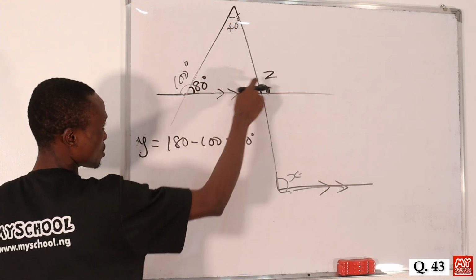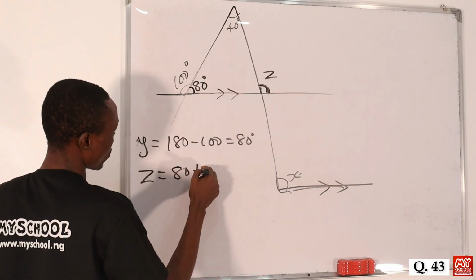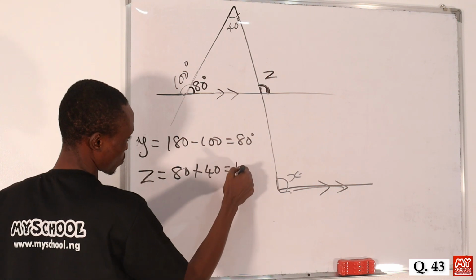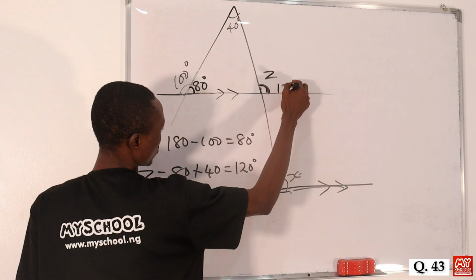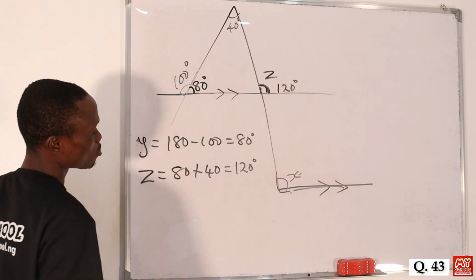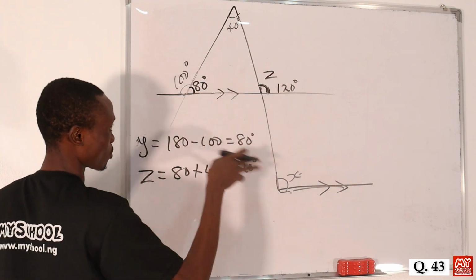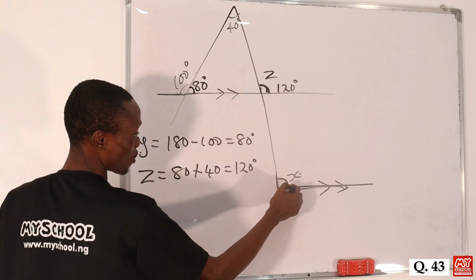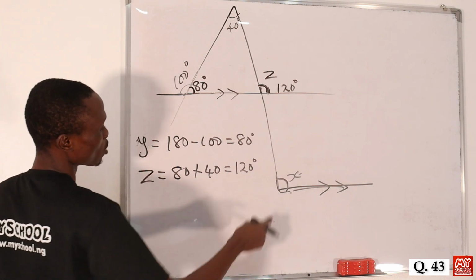So what that means is that this z here is equal to 80 plus 40, and that will be equal to 120 degrees, meaning that this angle is equal to 120 degrees. But remember, in this question we're actually looking for s, so these are just steps for us to get the value of s, and that's what we are doing.